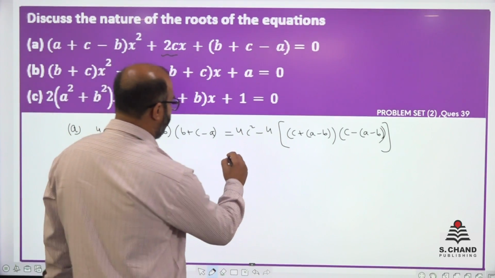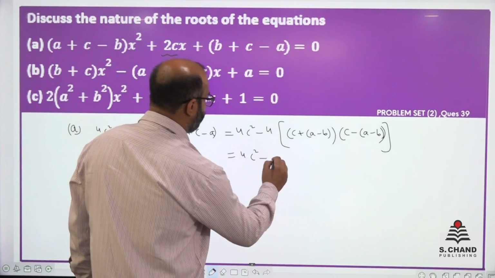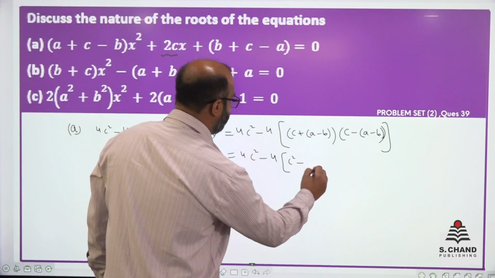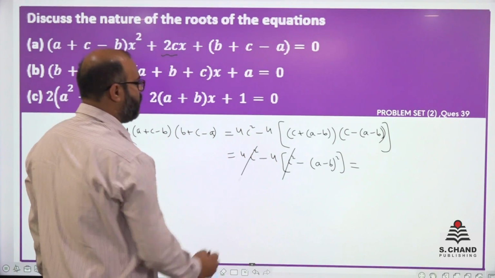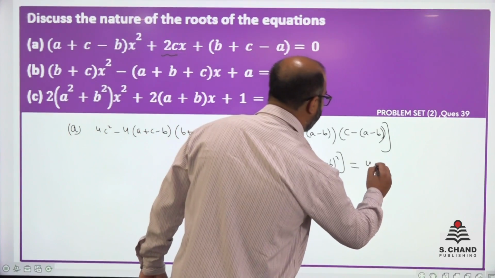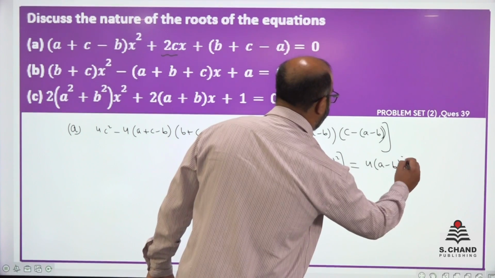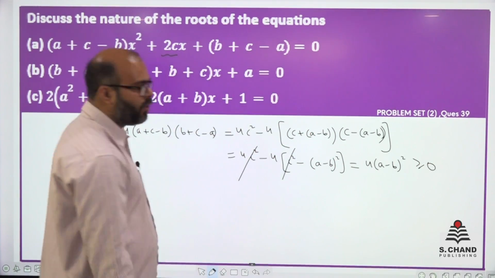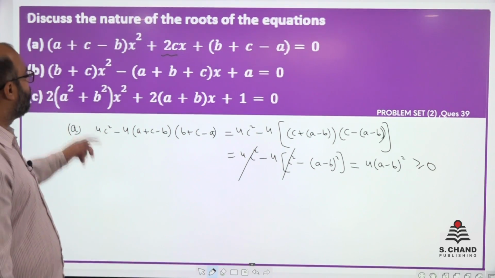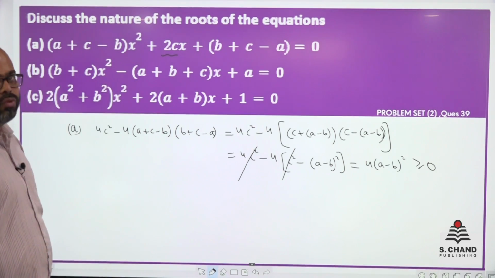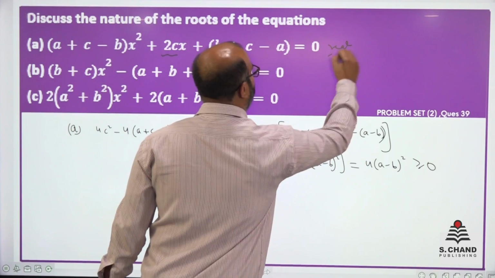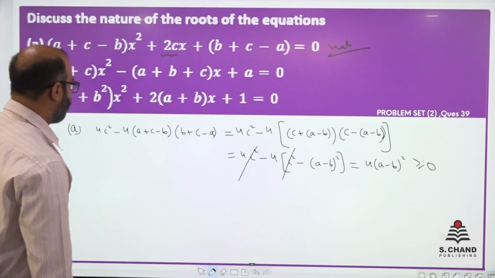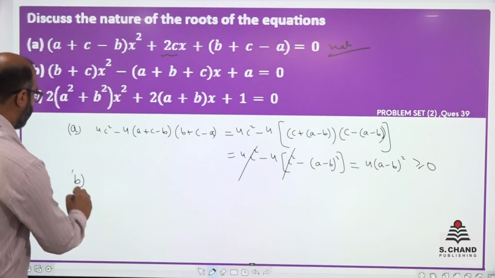So this will become 4c square minus 4 (c square minus (a minus b) whole square). This 4c square will get cancelled and you will get 4 (a minus b) whole square, which is always greater than equal to 0. So you can say that for this first one the roots are real, either real and distinct or real and equal.